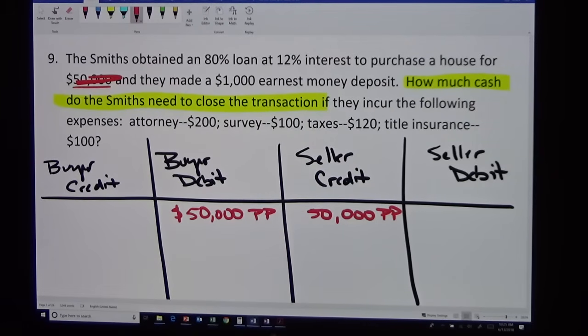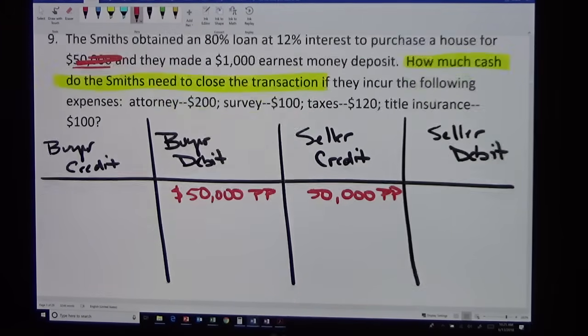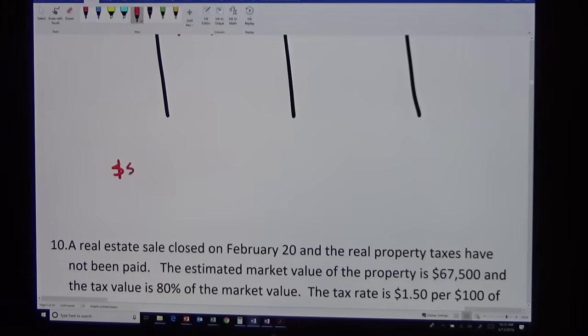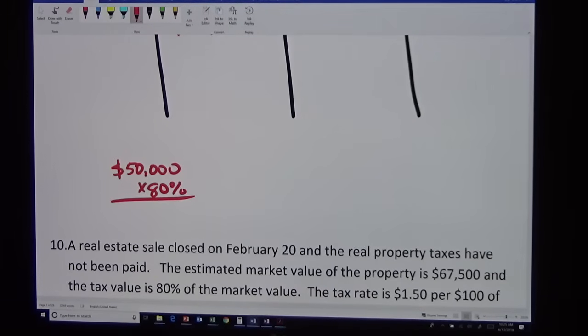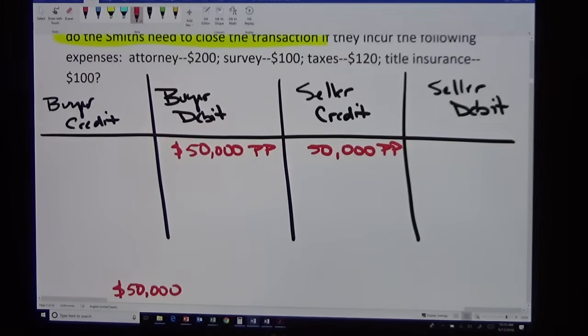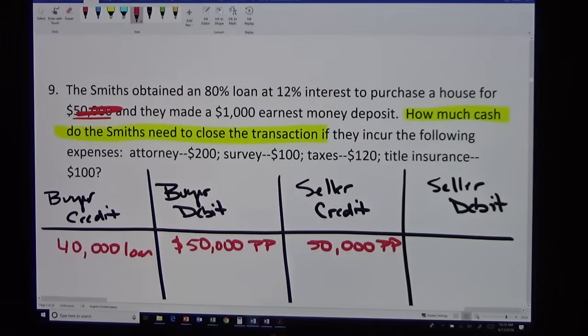And now we have to back up because they obtained an 80% loan. So 80% of that $50,000 is being borrowed. So $50,000 times 80% is going to tell us that our loan is for $40,000. So we've got a loan amount for $40,000. That's going to be a buyer credit. All right, so that takes care of that. The 12% interest we may or may not need to know. If they ask us for interim interest, then we will. If not, then we won't.